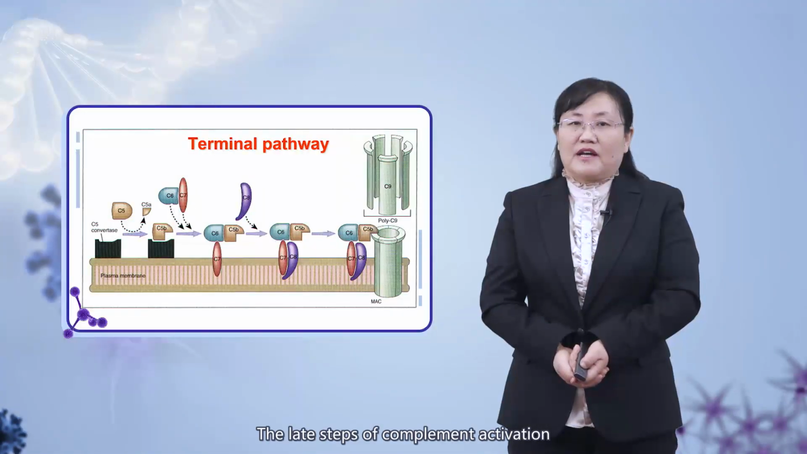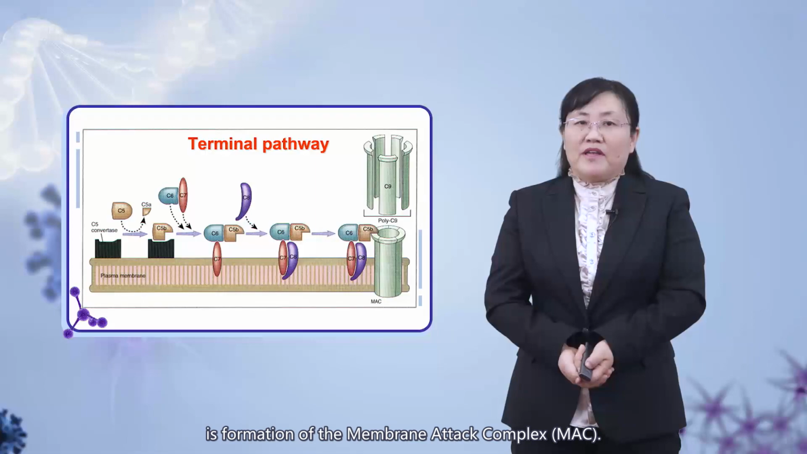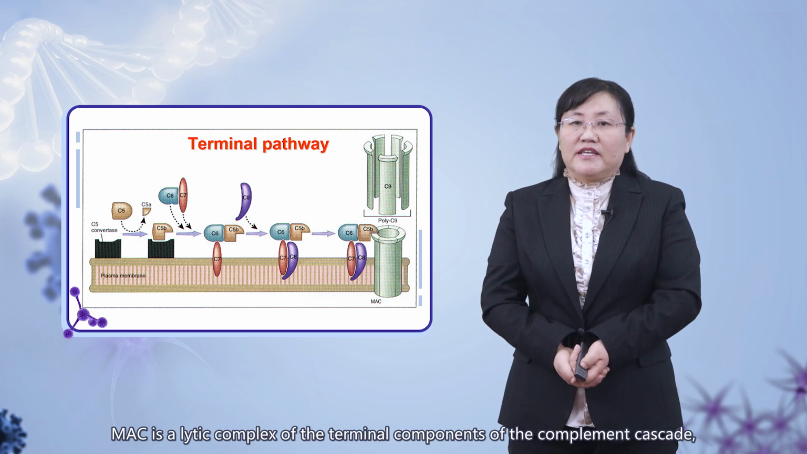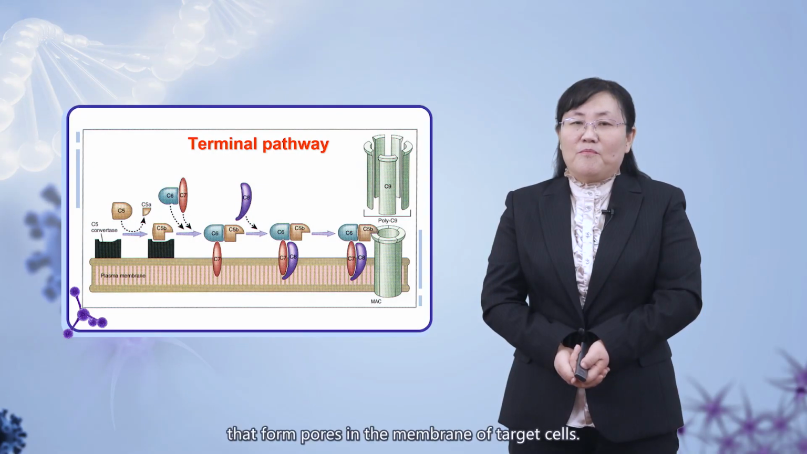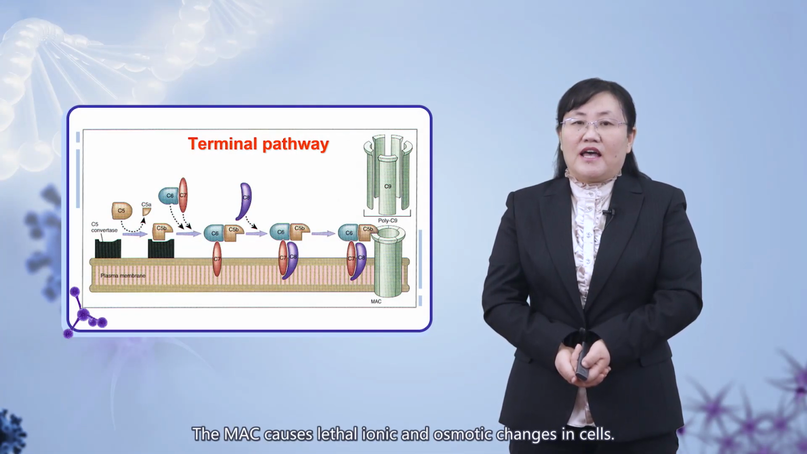The late step of complement activation is the formation of the membrane attack complex, MAC. MAC is the lytic complex of the terminal components of the complement cascade, including C5, 6, 7, 8, and multiple copies of C9 that form pores in the membrane of target cells. The MAC causes lethal ionic and osmotic changes in cells.